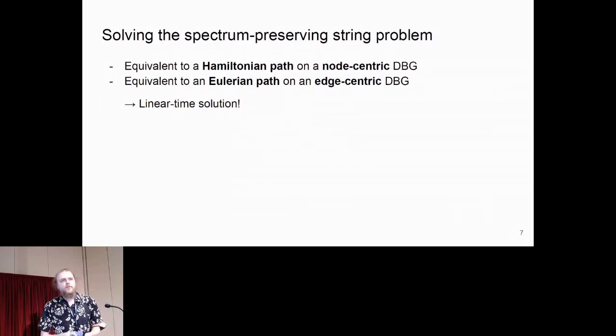This is the problem where you need to cover all edges of the input using one path. And it's been known for at least a century that you can find an Eulerian path in linear time on any graph, but in particular on an edge-centric de Bruijn graph. So this gives us a linear time solution for the spectrum preserving string problem. I'd like to highlight here how formalism matters. It is the same problem, just phrased a little differently. And the problem goes from this intimidatingly hard Hamiltonian path problem to this Eulerian path problem, which is a very well-known problem and easy to solve.